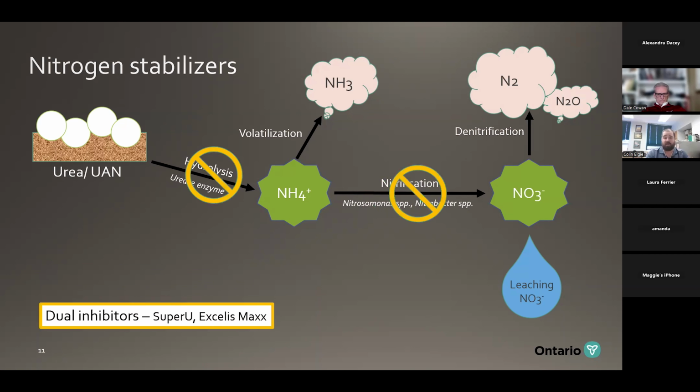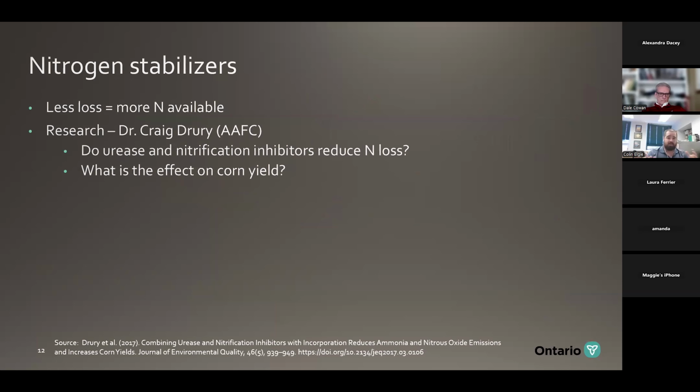And if we look at dual inhibitors, that's where they slow down both of those hydrolysis and nitrification reactions. And so that keeps basically a slower transition of that urea fertilizer into the ammonium forms and into the nitrate forms, which means there's less available for loss at any one time. So now that we've got a bit of the science behind us, what does that really mean? Less loss from volatilization, less denitrification, less leaching means there's more nitrogen available of that fertilizer for that plant.